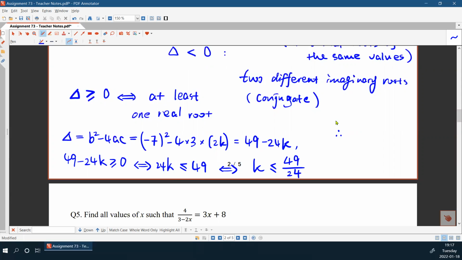The largest value of k is... k is less than or equal to. That means the largest value of k is, of course, this value here, right? 49 over 24. Can you see that?